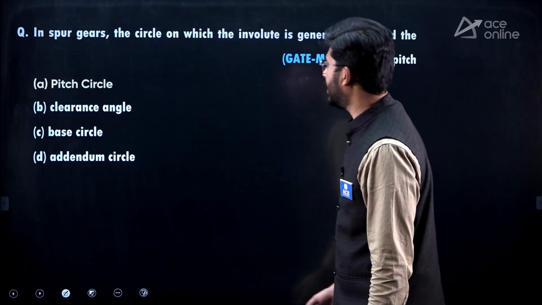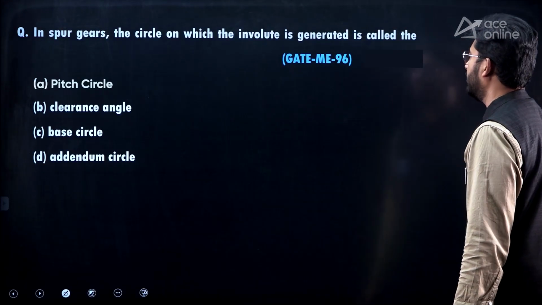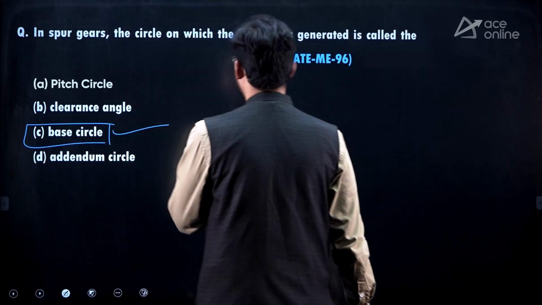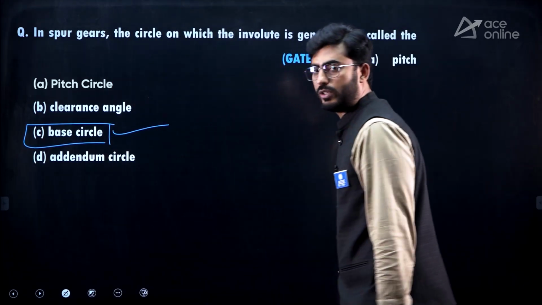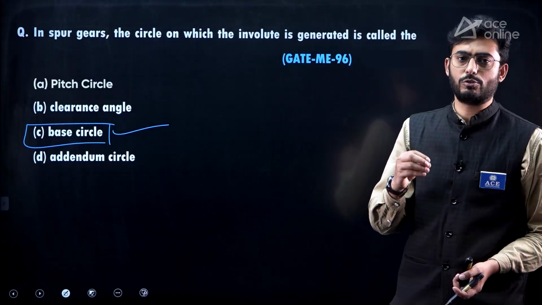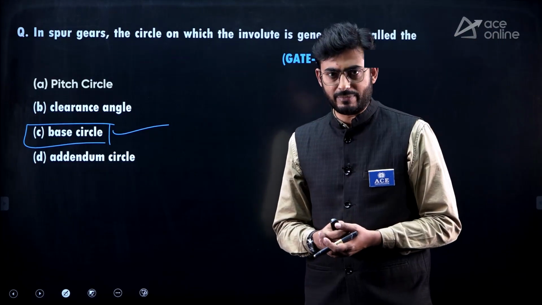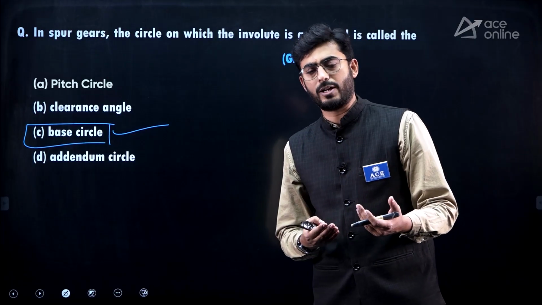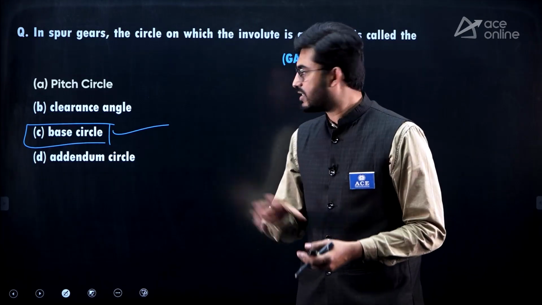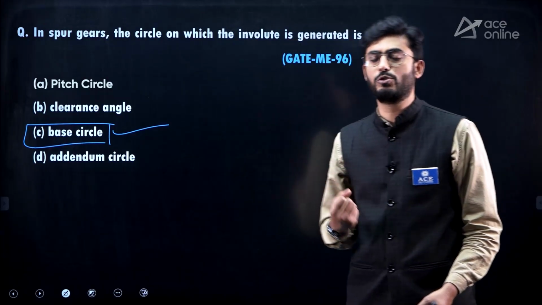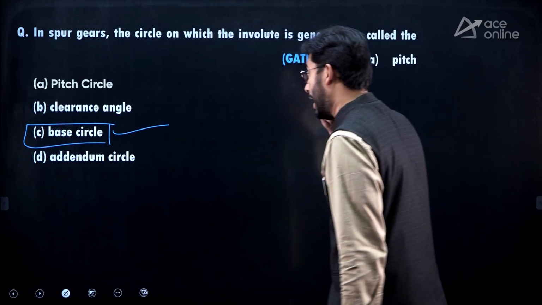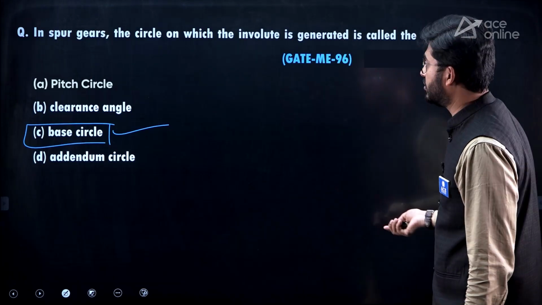Next question, in the spur gear, the circle on which the involute is generated is called as base circle. Base circle is the circle on which the involute is generated, and pitch circle is an important circle on which we are going to measure the most important dimensions like the circular pitch, tooth thickness. Even the pitch point is marked on the pitch circle at which pure rolling action happens. So the involute generation happens from the base circle, that is option C.